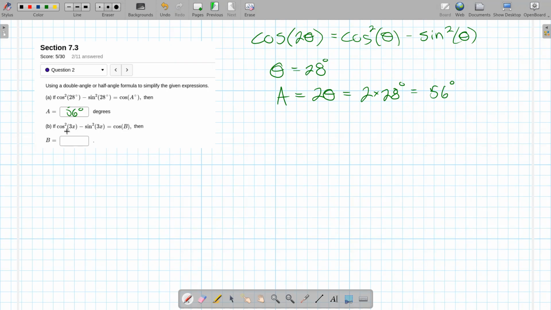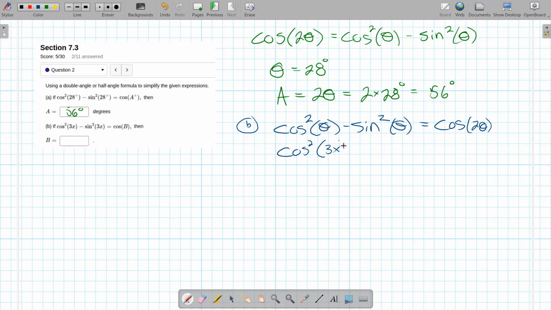All right, let's try B. So B, again, I see a cosine squared, I see a sine squared. So what do we know here? Let's use a different color. Part B. Comparing that to my formula up here, I'm just going to rewrite it. Cosine squared of theta minus sine squared of theta equals cosine of 2 theta. And the version here says cosine squared of 3x, so theta and 3x should be the same, minus sine squared of 3x equals the cosine of b.